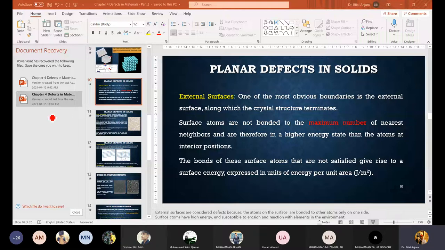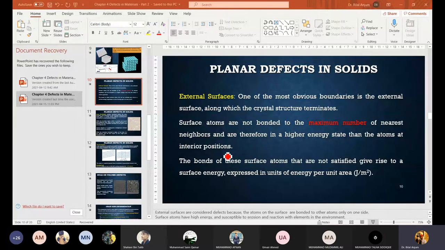And how? Surface atoms are not bonded to the maximum number of nearest neighbors, and therefore are in a higher energy state than the atoms at the inner positions. So if you have these atoms located somewhere inside, and this is basically your surface, an atom situated here in the center would have an atom in this direction, in this direction, in this direction, in this direction. So it would have the maximum number of nearest neighbors it could have, and the forces acting upon this atom would be balancing each other.